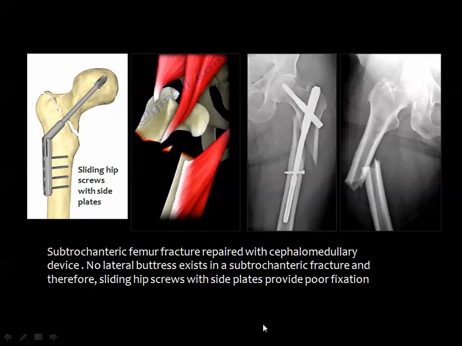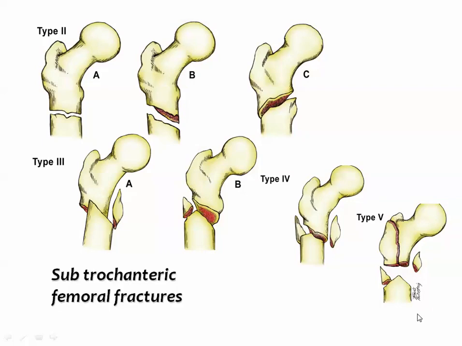And this is the mechanism of the muscle effect on the fracture. The muscles of the pelvis and the iliopsoas will pull the proximal fragment like this, and the adductors will pull the distal fragment like this. And this is the way of fixation of this subtrochanteric fracture.